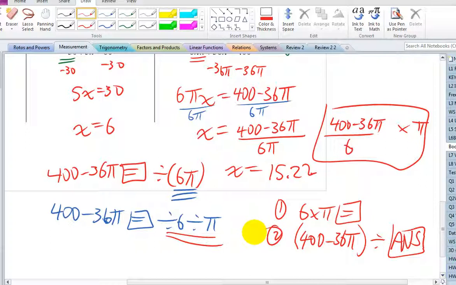But you've got to use brackets, otherwise you'd only divide the 36 pi, and that'd be a completely different answer. So be careful with that. And that's only for experts. Okay, folks? All right, let's practice some more.